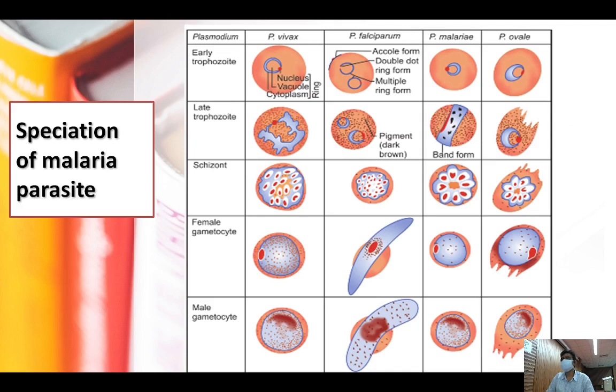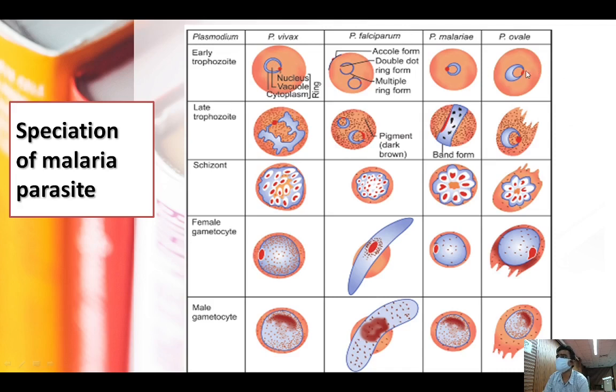Okay, so this is the picture you can see. Plasmodium vivax is here, falciparum, malariae, ovale. You can see the size of the RBC in vivax and ovale is slightly more. Ovale is called so because the shape of the RBC is slightly oval. Then there are falciparum and malariae, where the size of the RBCs is normal. It is not enlarged, it is normocytic. Here it is macrocytic, in vivax and ovale.